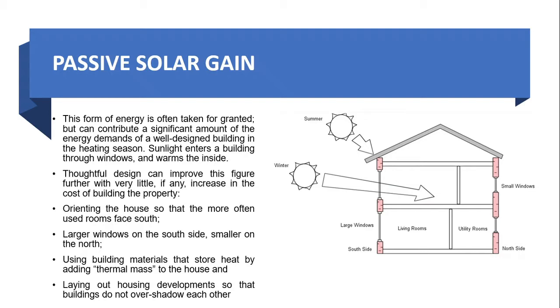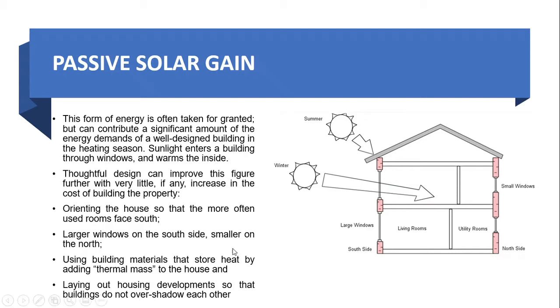So how do we do that? We orientate the house in a way that more rooms are facing towards the south direction. We are going to provide larger windows on the south side and smaller windows on the north side. We can use building materials in our buildings which are used to store heat, and they are going to add to the thermal mass of the building. Majorly, we use passive solar energy for the thermal gain.